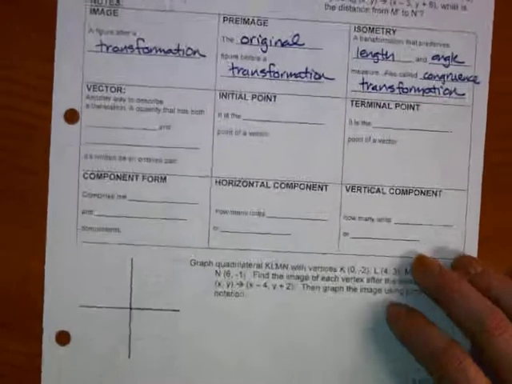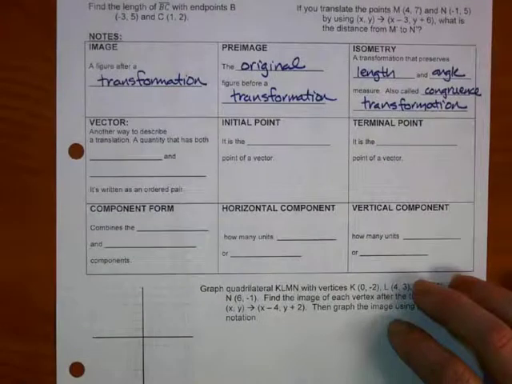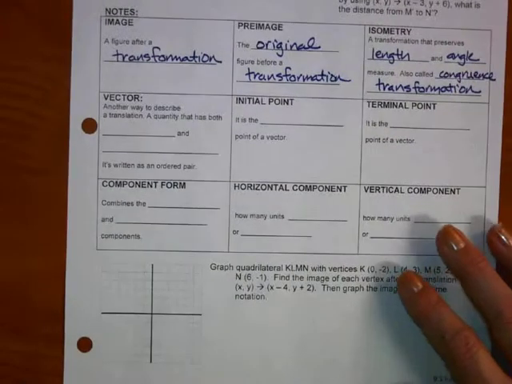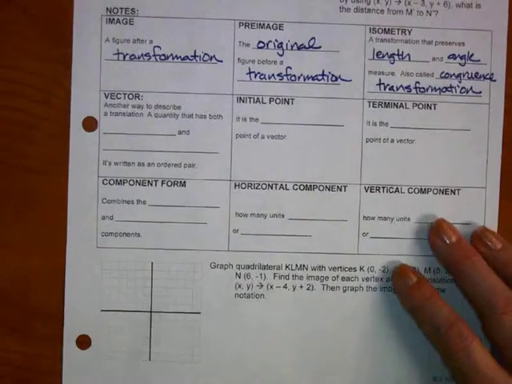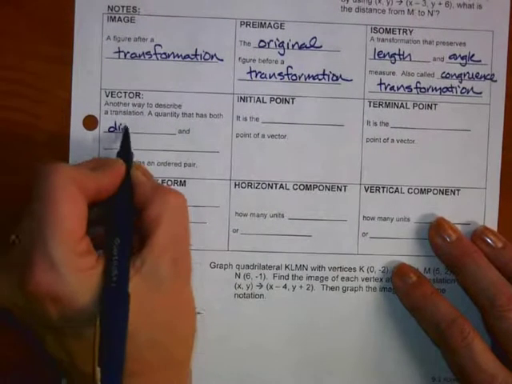All right, a vector. That's something else you're going to learn today. It's another way to describe a translation. A quantity that has both direction.